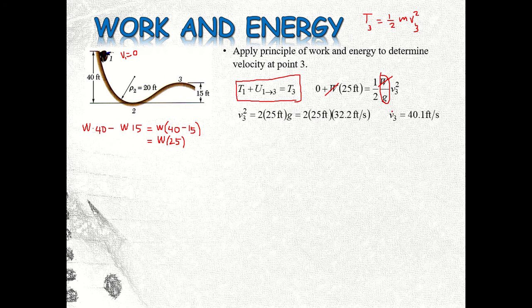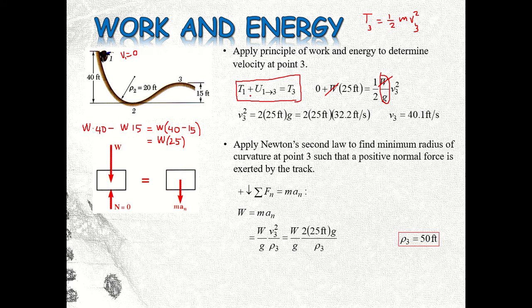So we got here the velocity at this point 3, v3 equal to 40.1 feet per second. Okay, so that's how to calculate the velocity at point 3, using the concept that we have discussed earlier in our first video on this method.